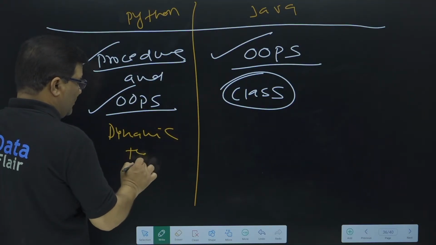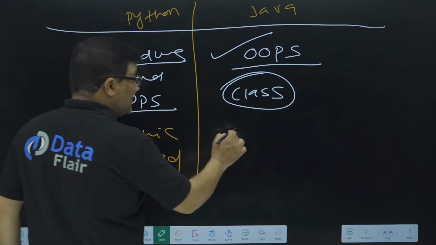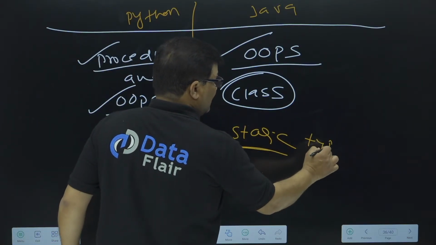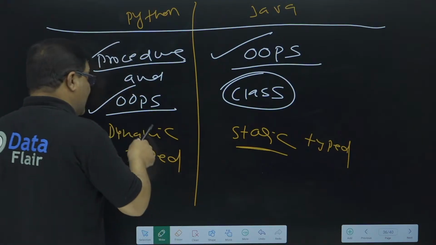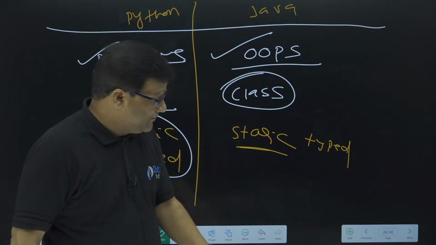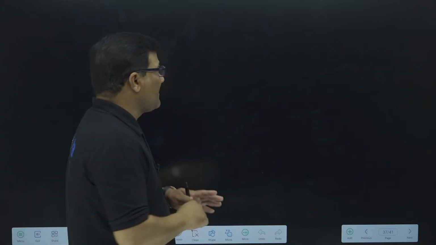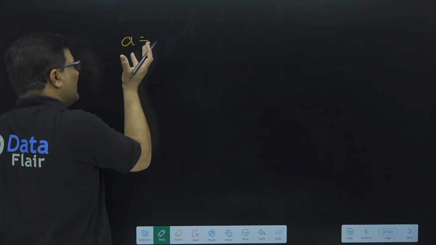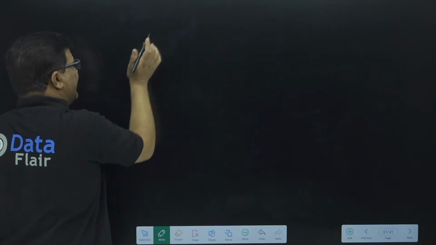Another important difference is that Python is a dynamically typed language. Do you know what dynamic typed is? Java is a static typed language, while Python is a dynamic typed language. What does it mean, static typed and dynamic typed? It is a very interesting difference. Sometimes it is considered an advantage, but sometimes it is considered a disadvantage also.